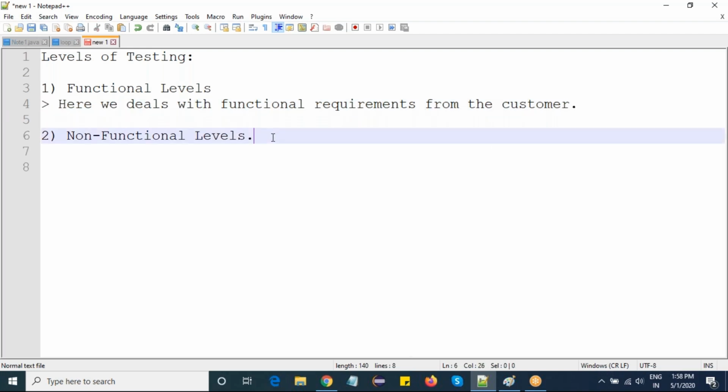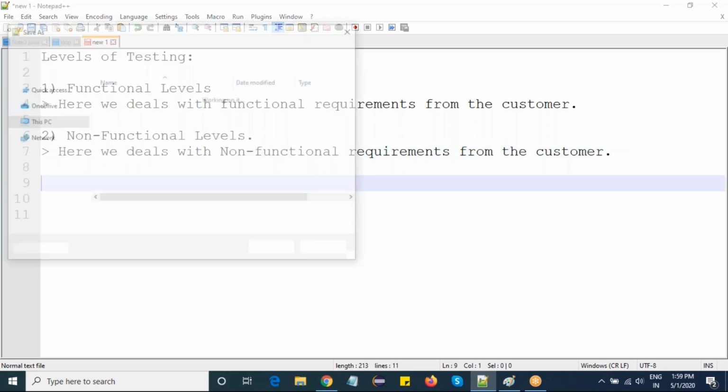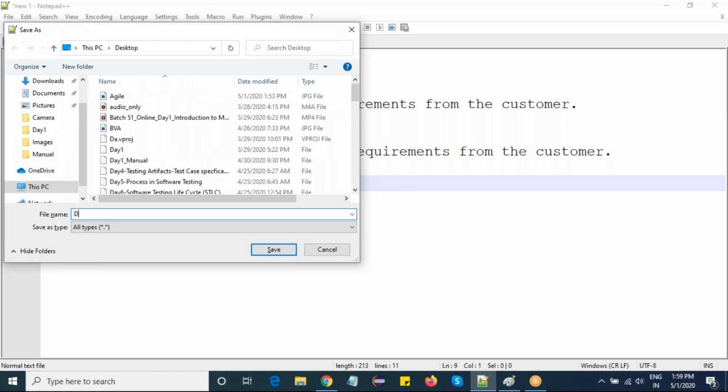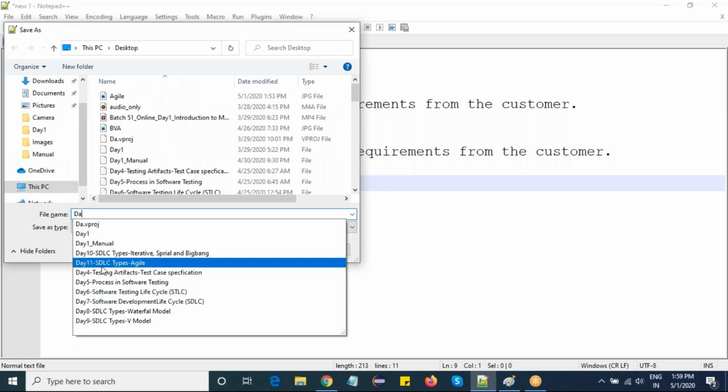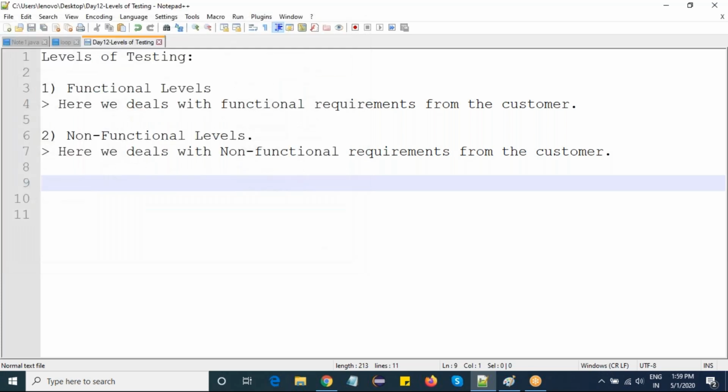Here we deal with the non-functional aspects, the process and time taken, something like when we launch an application, it takes much time to load. Those types of checks will be done in non-functional levels, the performance type of levels of testing. So these are the levels we have.